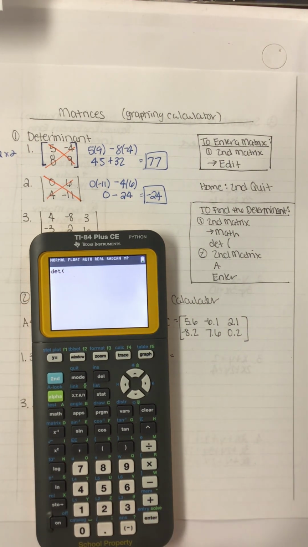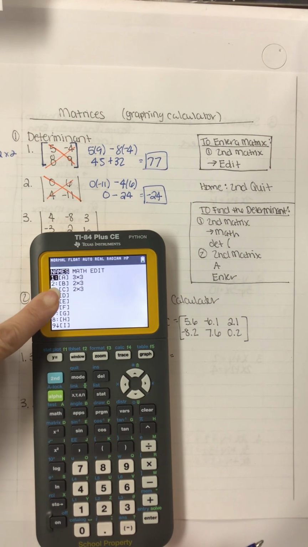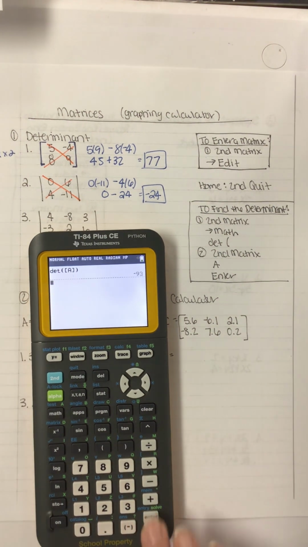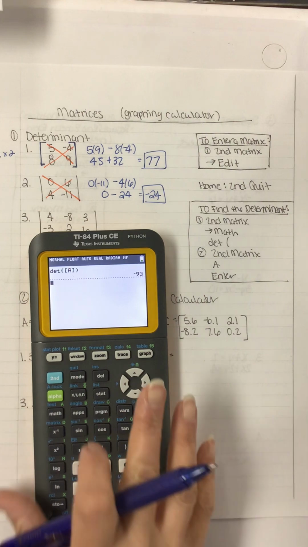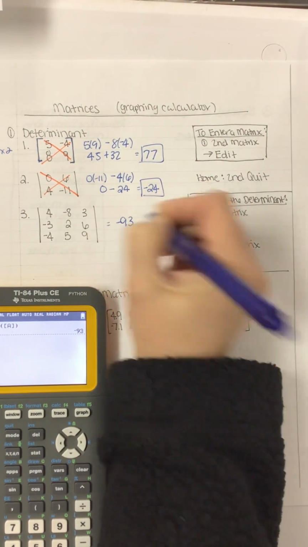We want the determinant of which matrix? Where did you store that one? I stored it in A. Is that where you stored it? So I want matrix A there. So to do that, I would do second matrix again. And this time I'm going to select matrix A under the names. I'm just going to hit 1 or enter. And if I hit enter, it gives me the determinant. So the determinant of this is negative 93.